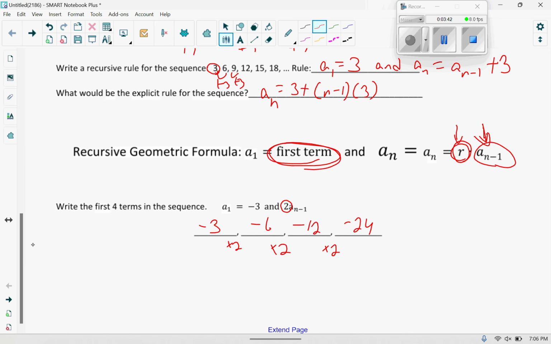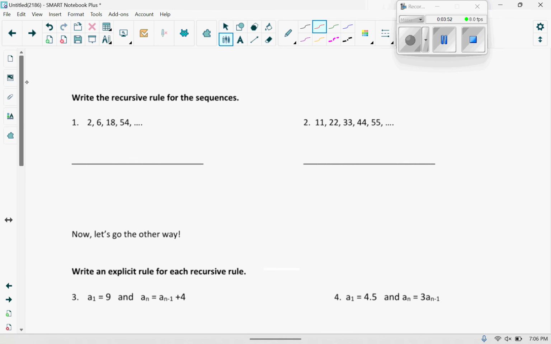Okay, so again, this is not a new sequence. It's just a different way of describing the original sequences that we've already talked about.